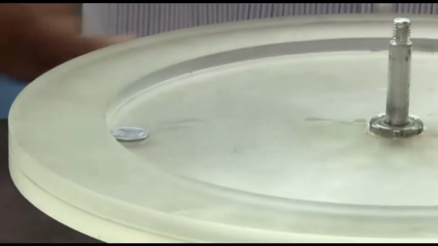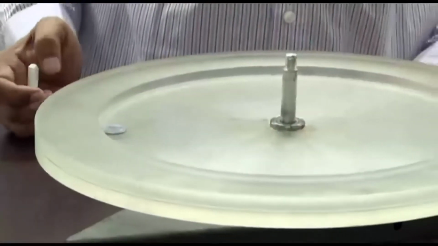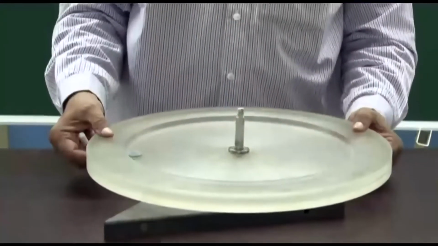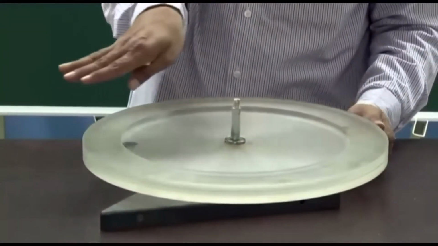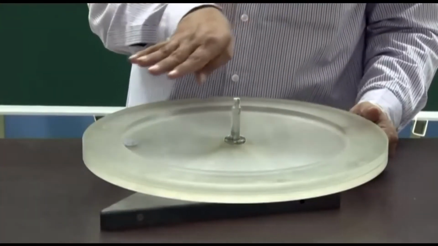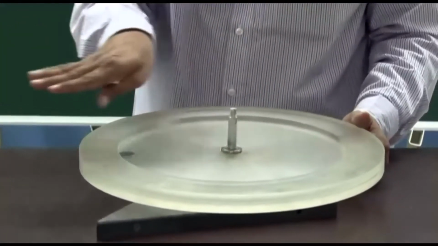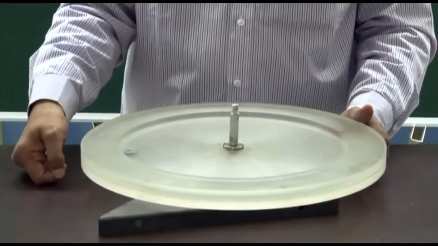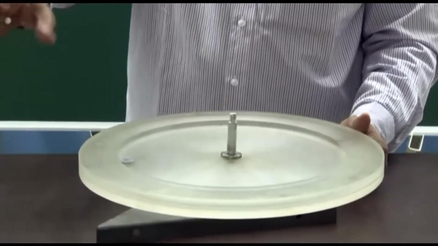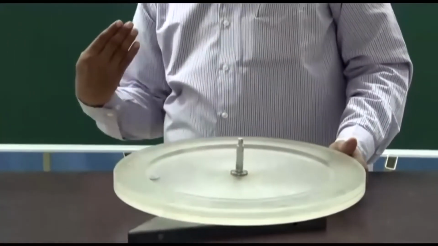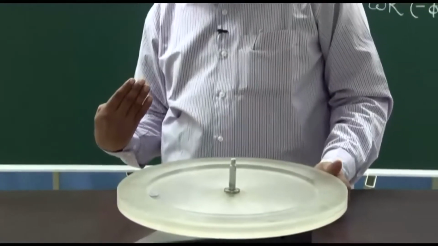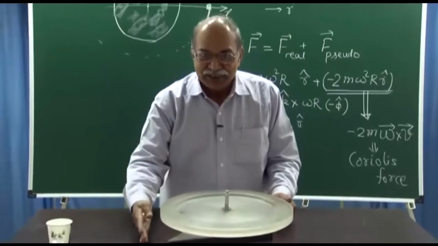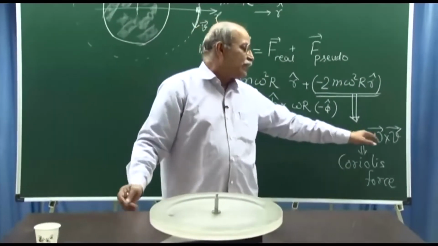I had rotated the disc clockwise as seen by me. So, omega vector is vertically downward, and as seen from this disc, the coin starts in the radial direction because of the centrifugal force. So, velocity is in radial direction, and omega is in vertically downward direction. So, what is omega cross V? Omega cross V is in this direction towards me, and therefore minus of omega cross V will be in this direction. That is the direction of Coriolis force, minus 2m omega cross V.